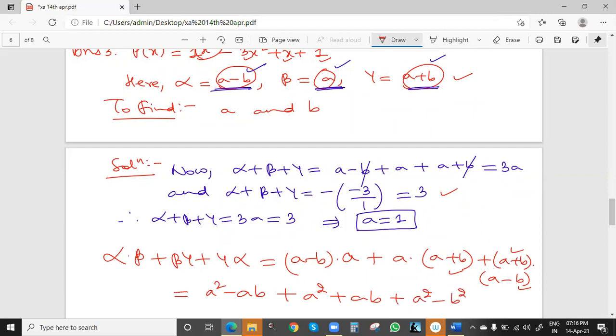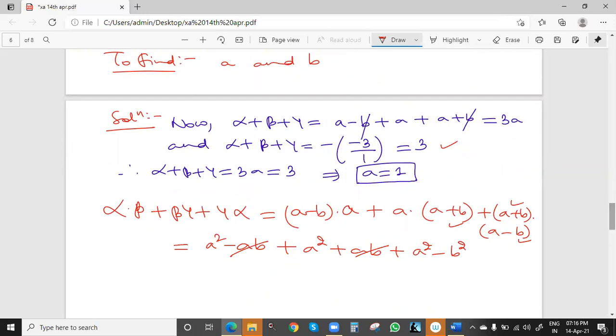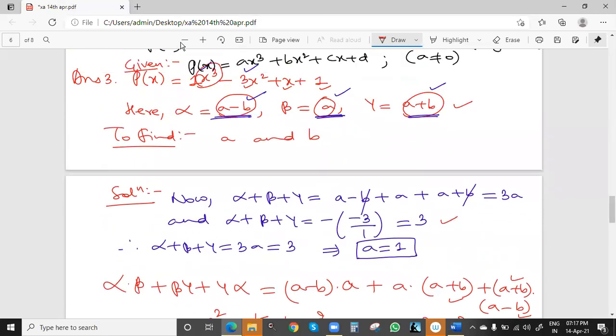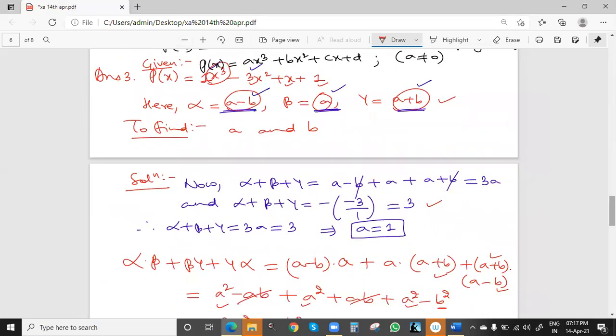So AB cancel, and the simplified value will be A square, A square, A square. So basically 3A square minus 1 time B square. And alpha beta plus beta gamma plus gamma alpha is equal to C by A, right? So C value will be equal to 1.